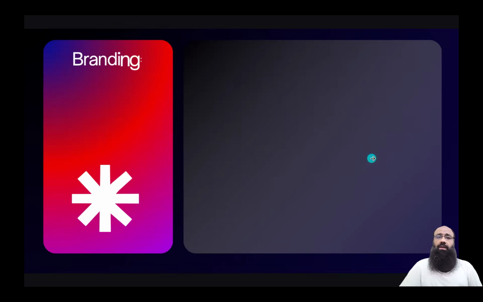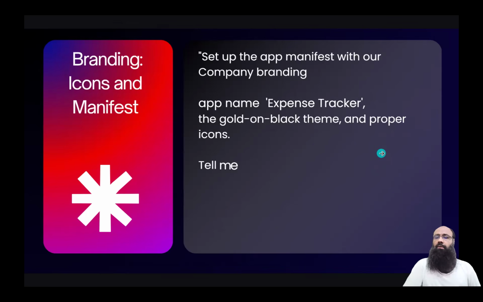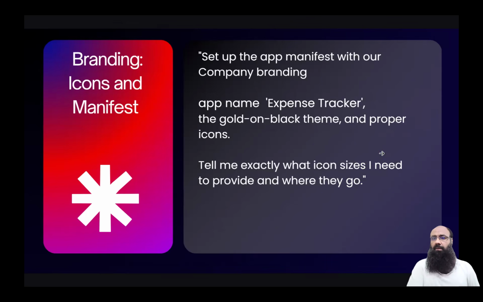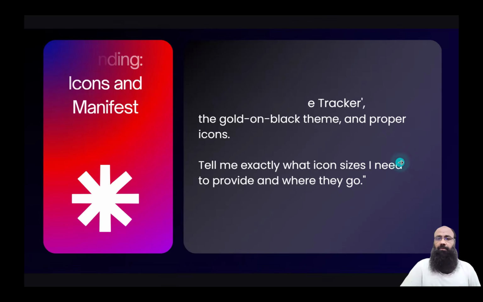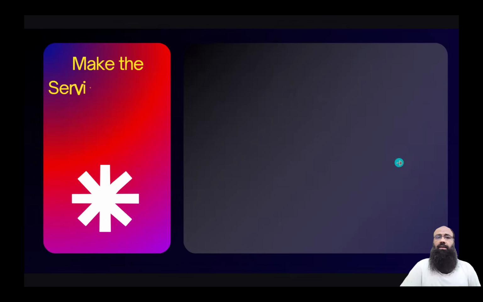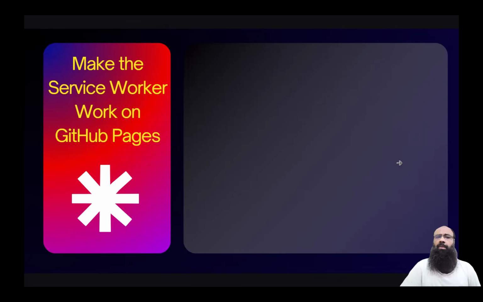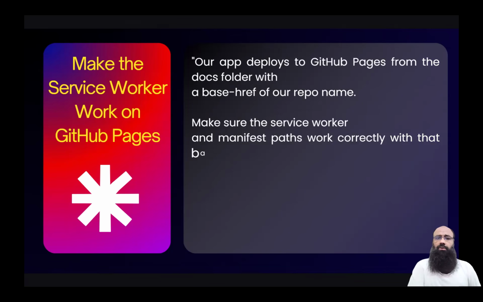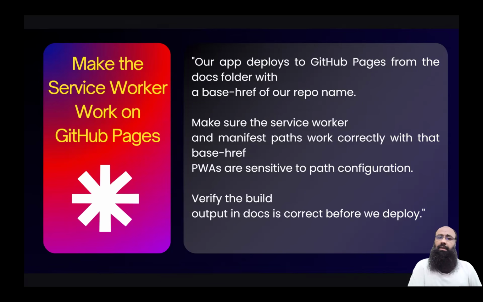And the second prompt that we are going to use is to set up the branding, because we need to have proper branding. I'm going to use my company's logo, and the app name is going to get changed and the branding is going to be somewhat similar, and I'll be providing a logo to this. So this logo can be used for our expense tracker application. Once we are done with that, we'll be asking Claude to make the service worker work on GitHub Pages.